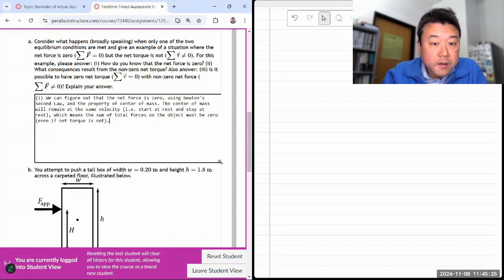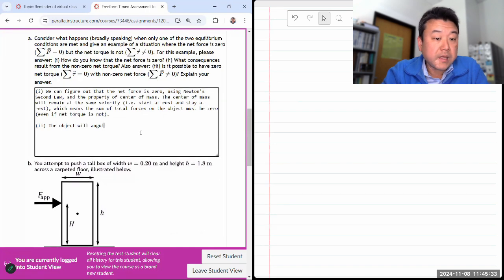That's one. 2. What consequences result from non-zero net torque? The object will angularly accelerate about its center of mass from the rotational version of Newton's second law.